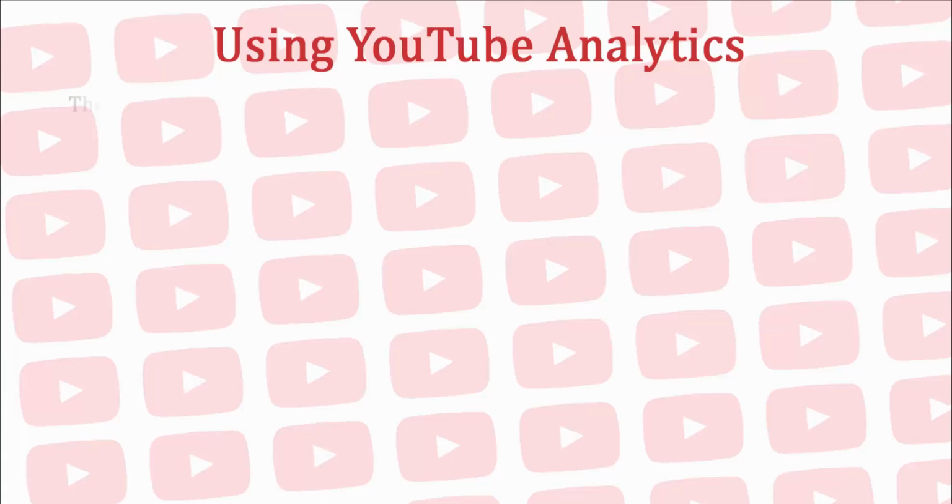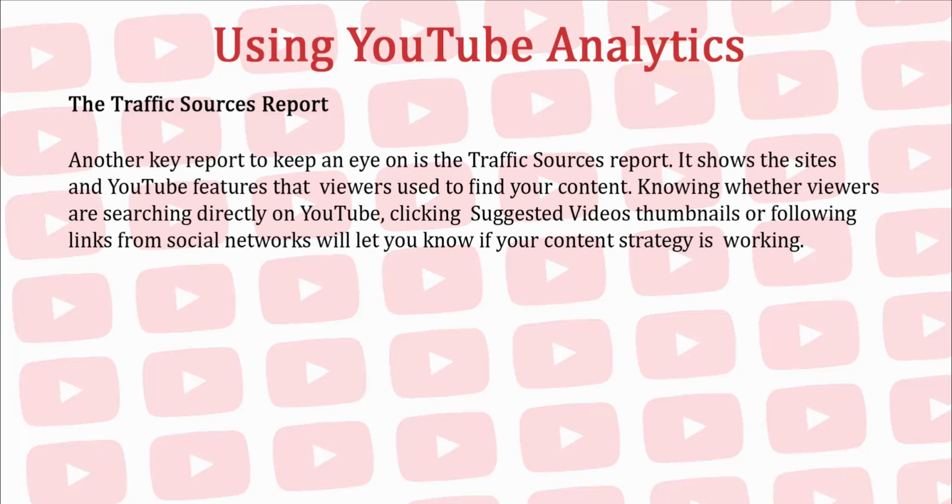The next report is the traffic sources report. This is one of the key reports that you need to have your eye on when you're running your brand campaign. This report shows the sites and the YouTube features that the viewers used to find your content. Knowing whether users were searching directly on YouTube for your brand, or clicking through some suggested video thumbnails, or following links from other social networks will help you understand if your content strategy is really working well.